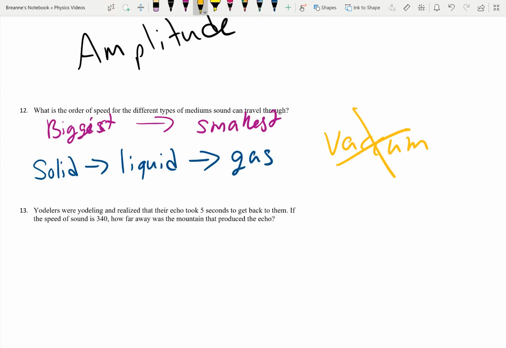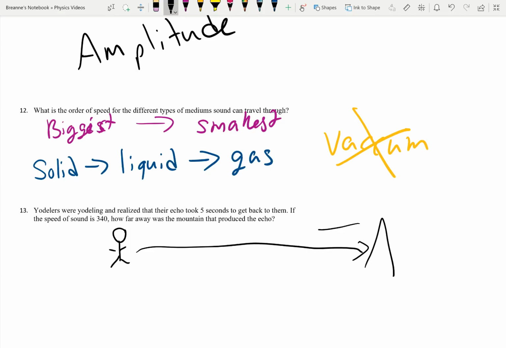13. A yodeler was yodeling and realized that their echo took 5 seconds to get back to them. If the speed of sound is 340, how far away was the mountain that produced the echo? So we have our yodeler, we have our mountain. Now remember the definition of echo. It goes and hits, and then it comes back. So that coming back is the echo. So we do have some givens. It says 5 seconds. Speed of sound is 340, and we're looking for how far away.